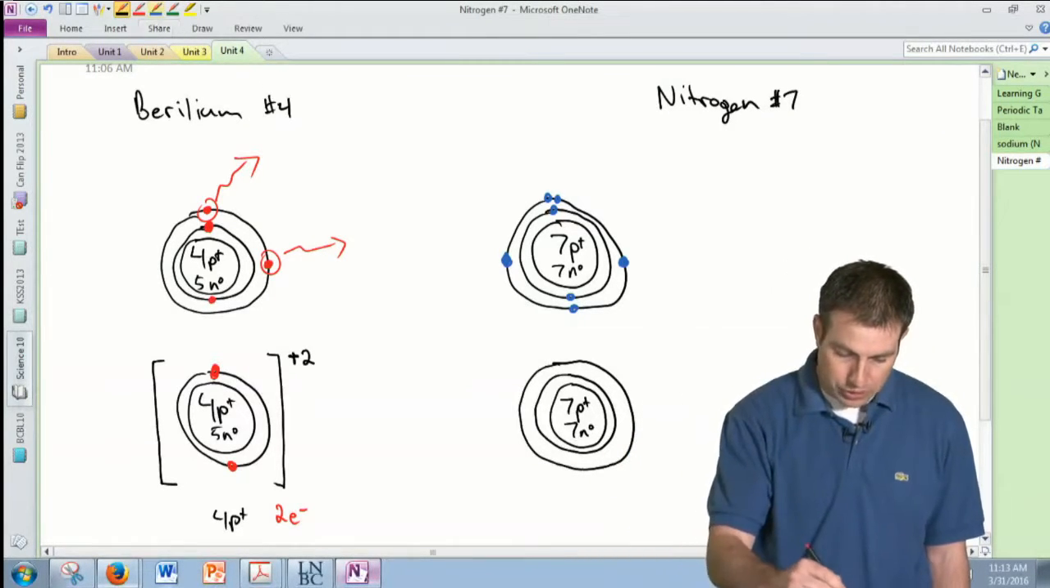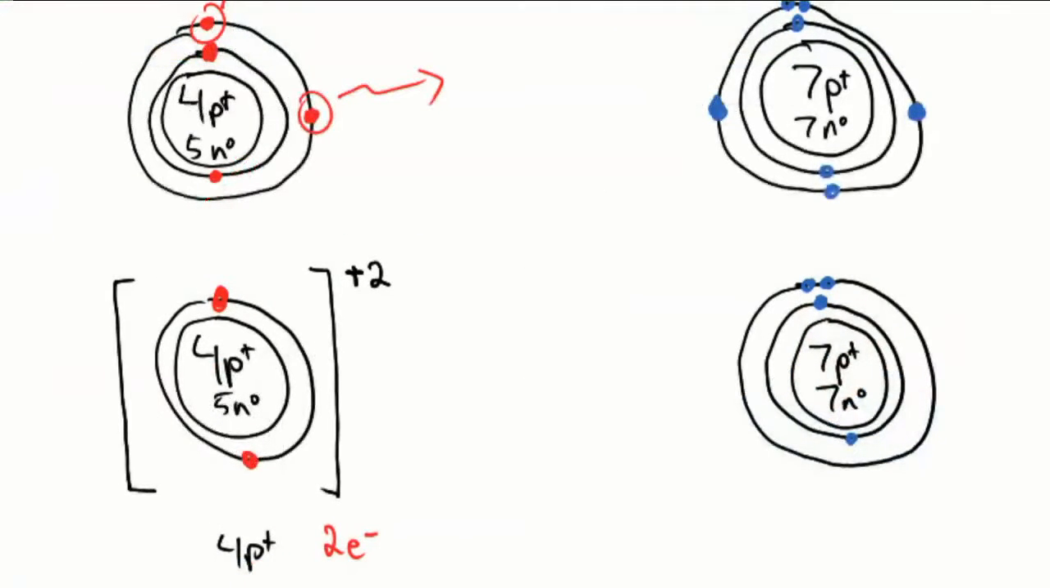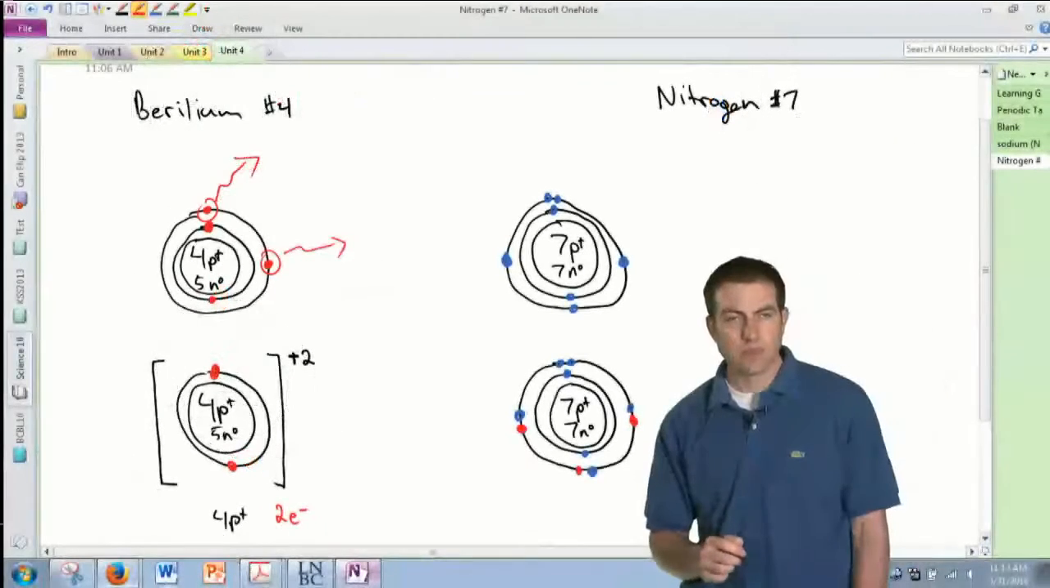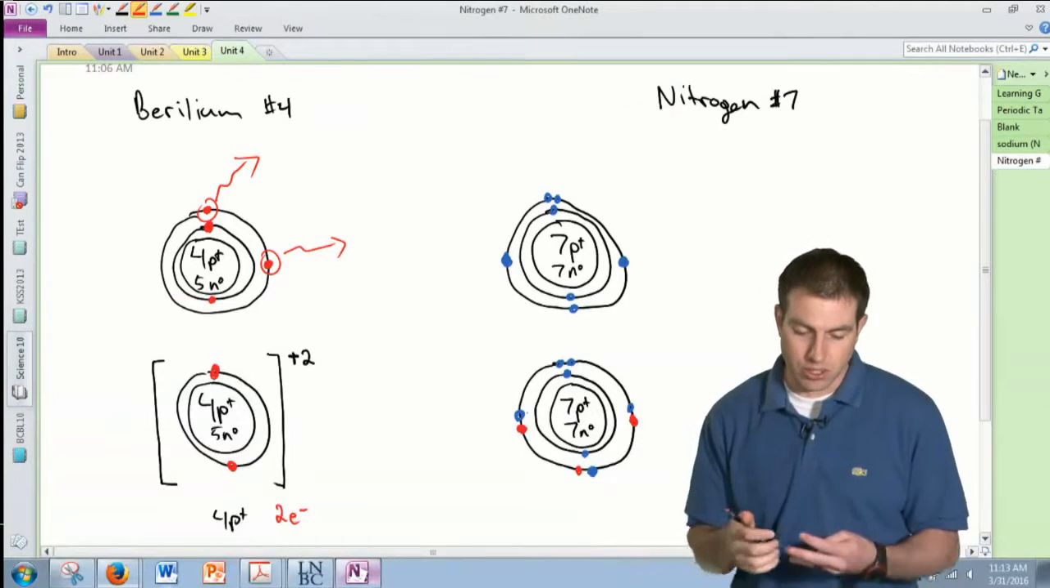How about nitrogen? Nitrogen had 5 electrons in its outer shell. 1, 2, 3, 4, 5. Now nitrogen's kind of getting close to that middle ground. Now if I'm nitrogen, is it going to be easier for me to get rid of 5 or for me to gain 3? And hopefully we are on the right track, as most of you were for beryllium. Gaining 3 is going to be easier for nitrogen. Instead of losing 5, it's going to gain 3 to fill up its outer shell.